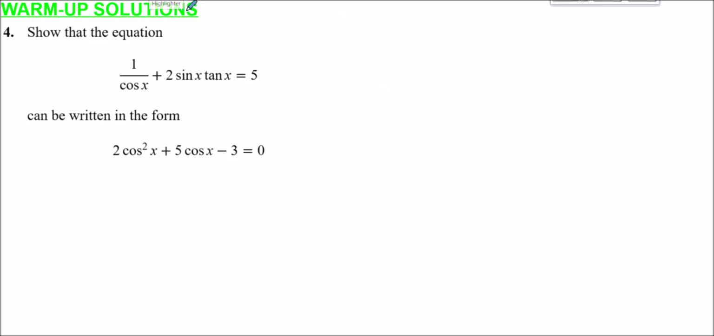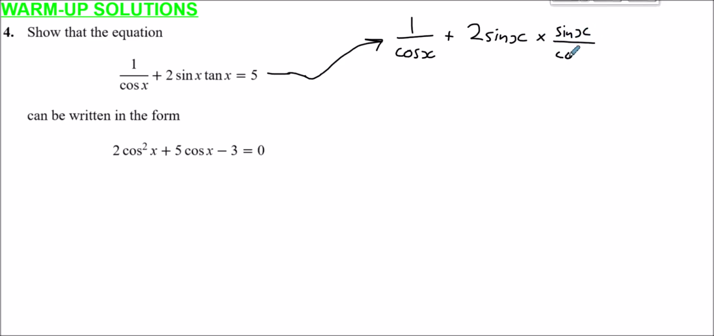So first of all, what we're going to do is look at this and realise that tan x can actually be written in terms of sine and cos. So leave the 1 over cos x as it is, and say it's the same as 2 sin x, but then tan x, tan is the same as sine over cos. So we can say it's the same as sin x over cos x equals 5. So all I'm doing in this step is just replacing tan with sine over cos.